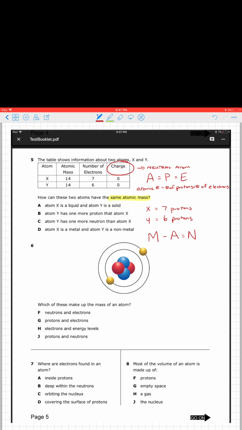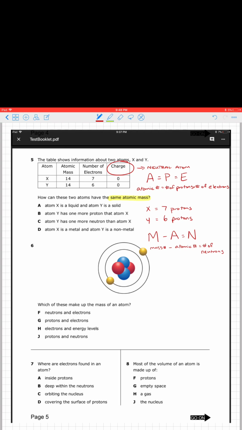So M, the mass number, minus the atomic number, equals the number of neutrons. So we should have a mass number of 14. So if we set this up like a math equation, it would look like this.